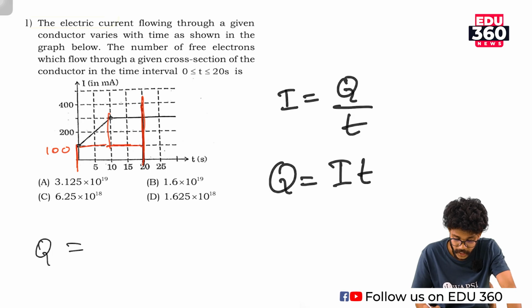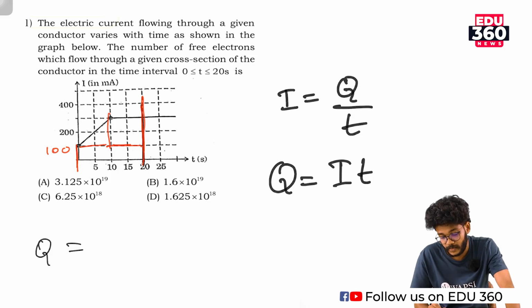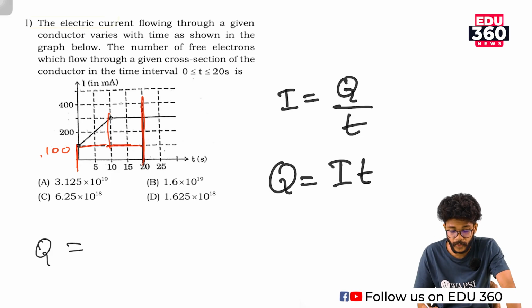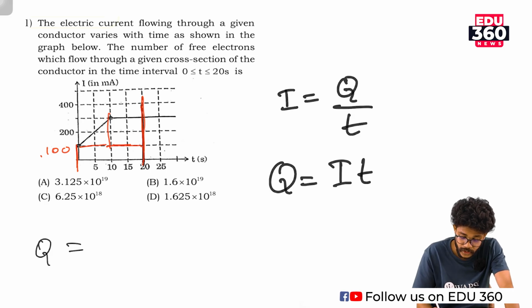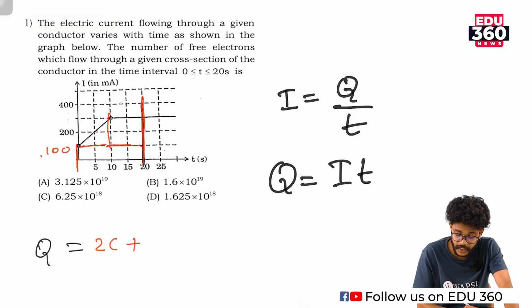milliampere second. Okay, so we want to convert the milliampere into ampere. 1000 milliampere is 1 ampere, so 100 milliampere is 0.1 ampere. So 0.1 into 20 is 2 coulomb of charge. Okay, plus then we want to calculate the area under the square, that is 10 to 20 is 10 and 100 to 300 is 200. So that will be 0.2. 0.2 into 10 is 2 coulomb.